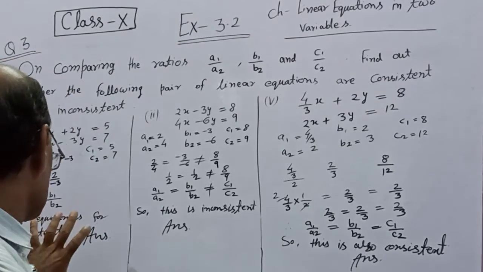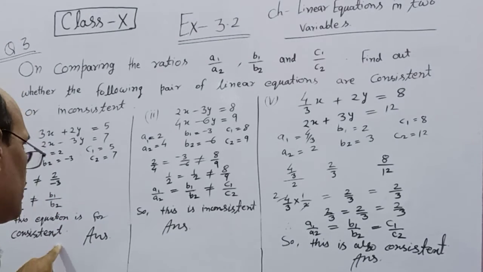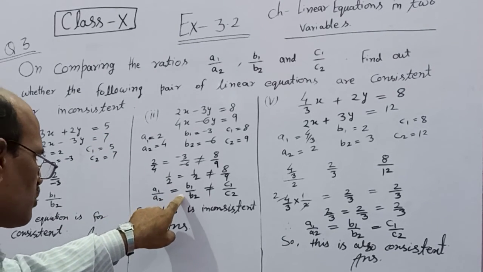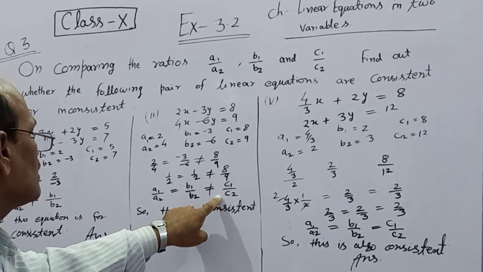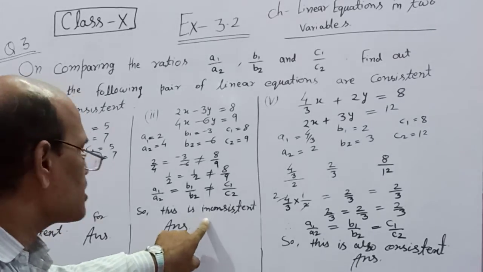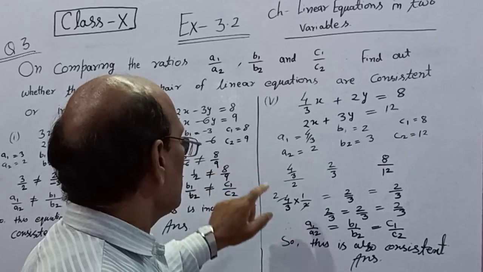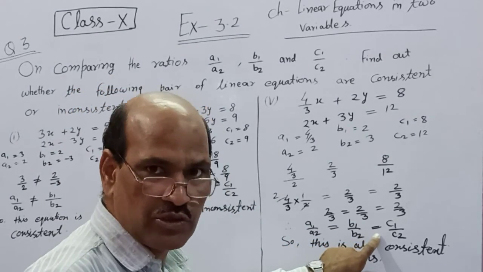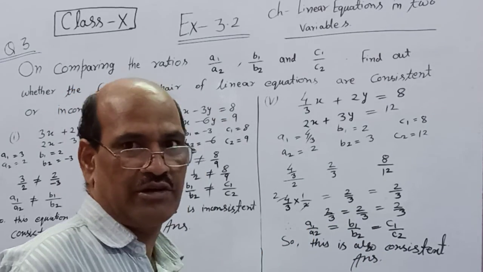First of all, in the first question, if a1 upon a2 is not equal to b1 upon b2, therefore it will be consistent. And in another question, a1 upon a2 equal to b1 upon b2 but not equal to c1 upon c2, therefore it will be inconsistent. This is the main point. And in the fifth part, a1 upon a2 equal to b1 upon b2 is equal to c1 upon c2, all are equal, therefore it will also be consistent.